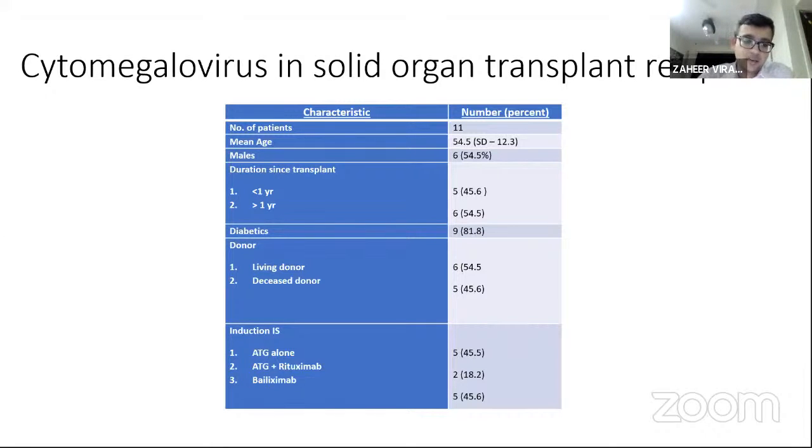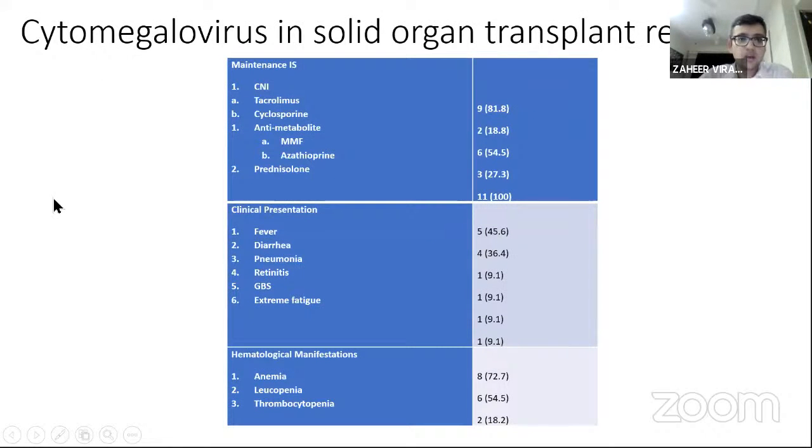In all of the cases, induction was used, either ATG or basiliximab, and in 2 cases, in fact, we used ATG and rituximab. All the cases were on CNIs. 9 were on tacrolimus, 2 were on cyclosporin. 9 out of the 11 cases were on an antimetabolite, 6 were on MMF and 3 on azathioprine, and 11 were on prednisolone. The clinical presentations were in the form of fever, diarrhea, pneumonia, retinitis, and GBS.